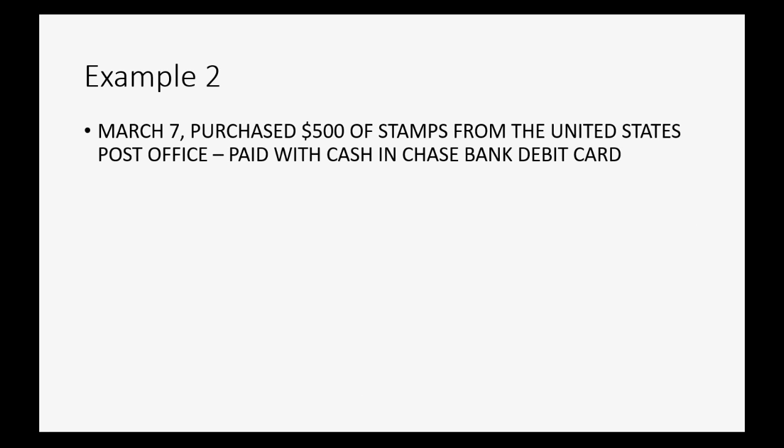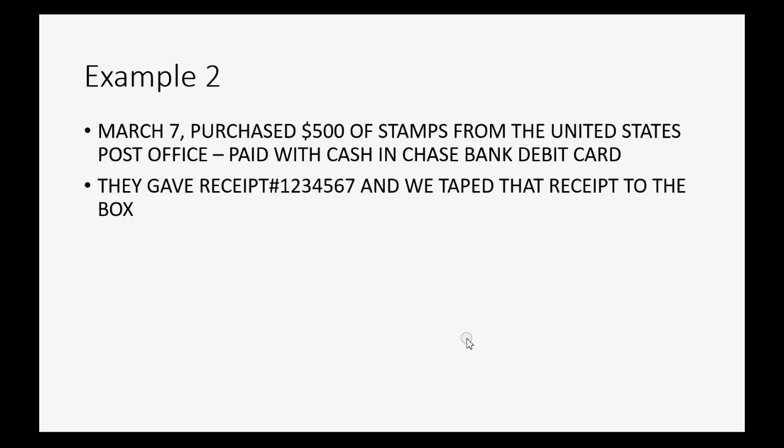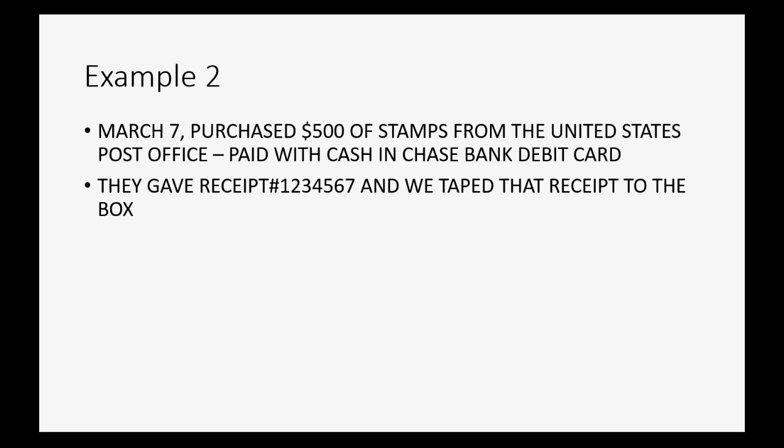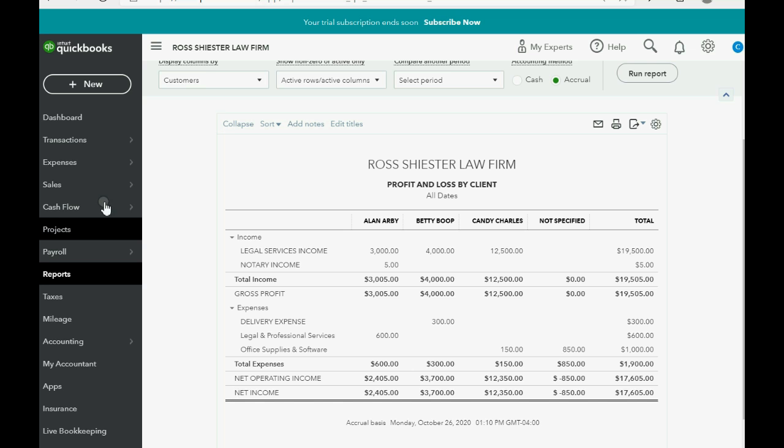Let's do a second example. Let's imagine on March 7, we purchased $500 of stamps from the United States Post Office with the Cash and Chase Bank debit card. And they gave us that receipt that we taped to the box. Receipt number 1234. So let's go ahead and record the expense first.